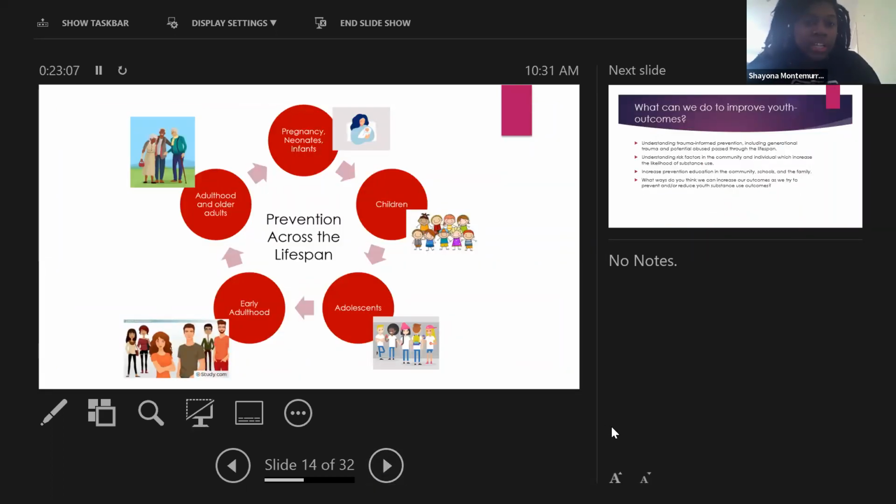So here we see prevention across the lifespan. Even those who do not necessarily engage in substance use or abuse can still be affected, because it can have adverse effects on those surrounding them. For example, within pregnancy and with infants and neonates, use of alcohol during pregnancy can lead to developmental effects on neonates and infants after they are born, such as fetal alcohol syndrome disorder. It can also, moving forward, have adverse effects in development into childhood, as well as later on for adolescents as they move into young adulthood.